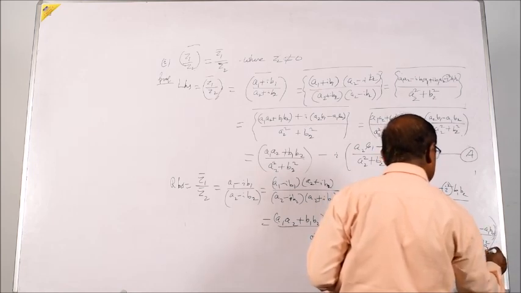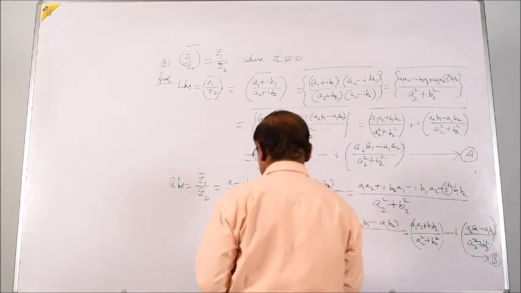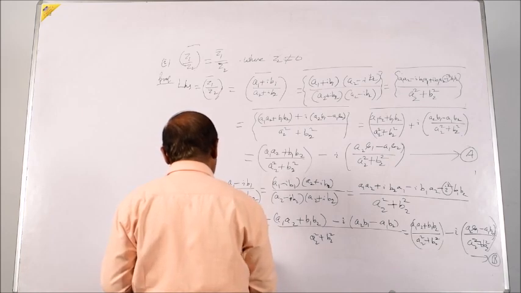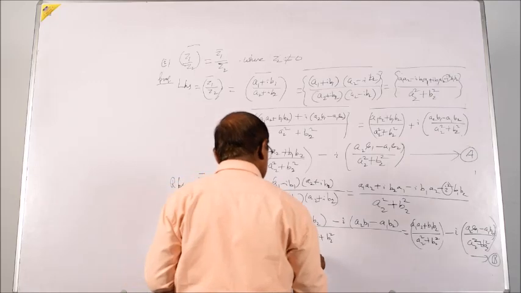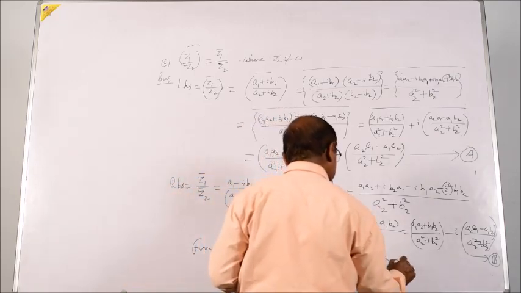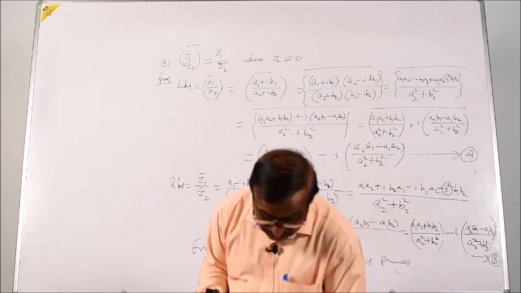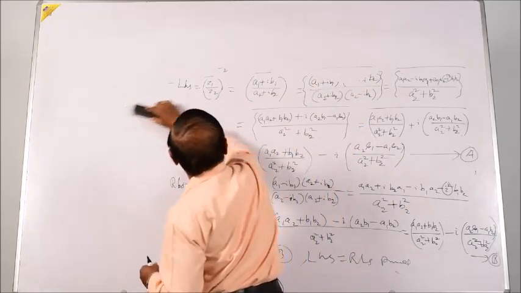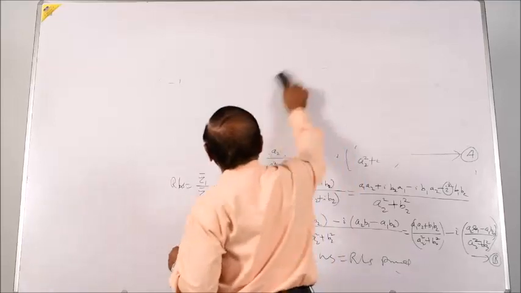You see, both from the RHS of A and B, LHS is equal to RHS, this is proved. So, we have finished these properties of the conjugate of complex numbers. Now, we shall discuss the modulus properties.